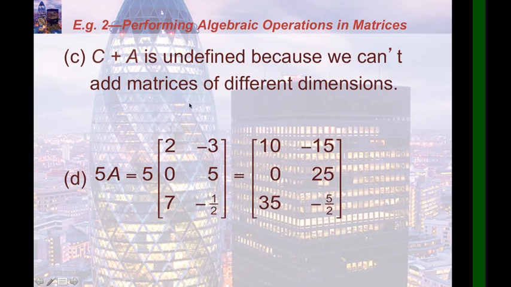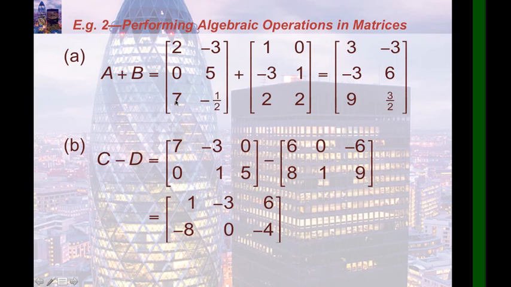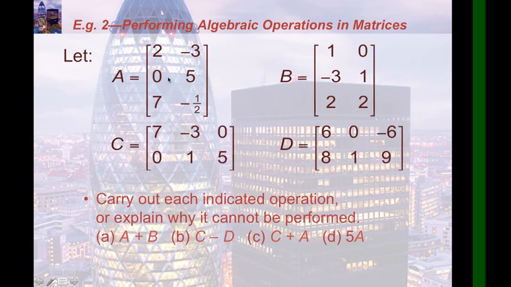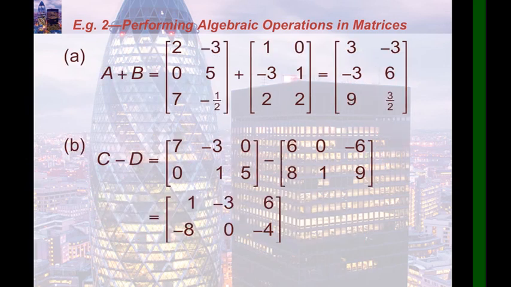For letter C, C plus A is undefined because we can't add matrices of different dimensions. C and A, let's see again what is C. C and A are different dimensions. No? Magkaiba sila ng dimension. It is a 3 by 2 matrix. This one is a 2 by 3 matrix.